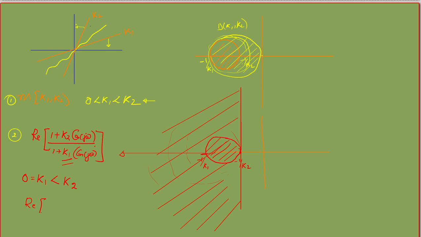we need to check only that the real part of 1 + K2·G(jω) is greater than 0. That means the real part of G(jω) should be greater than −1/K2. So if I have a G(jω), the G(jω) curve should not cross this −1/K2 line. The real part of G(jω) should be on the right of this −1/K2 line for asymptotic stability of the system.